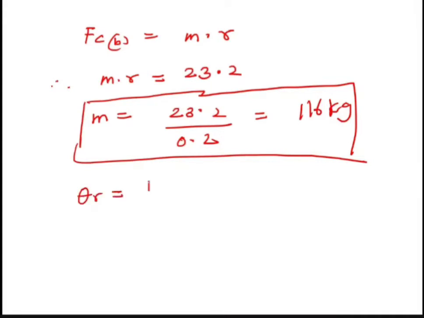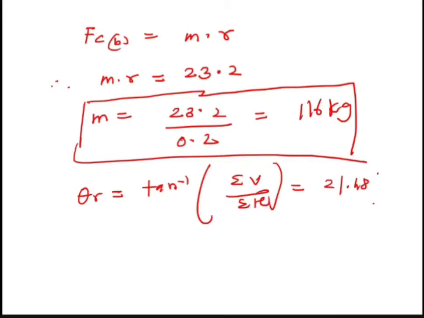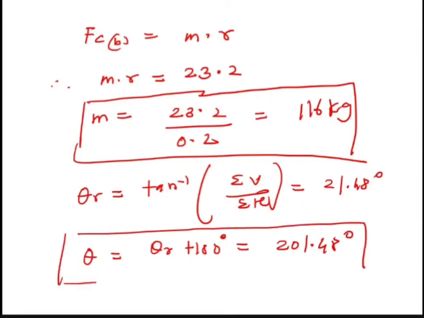And now theta. First of all, let us find out the angle theta r. What is angle theta r? Tan inverse of summation of V upon summation of H, you are getting the angle, that is 21.48 degree, right? Now what is theta? Theta is nothing but the balancing angle, which is equal to theta r plus 180 degree. So this is equal to 201.48 degree. By the graphical method, I am getting 203 degree. By the analytical method, it's one and the same. So this is how you have to solve the problem on balancing of several masses rotating in the same plane by using the analytical method.